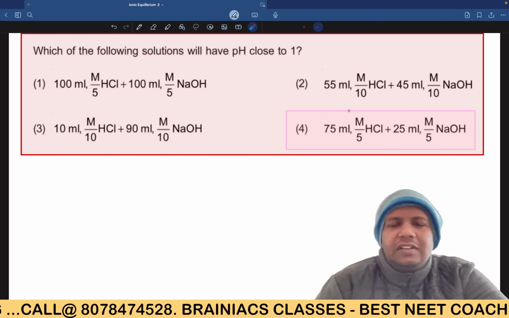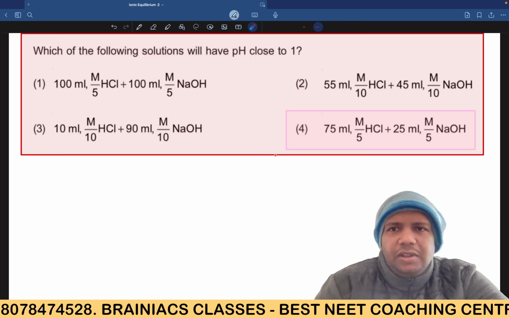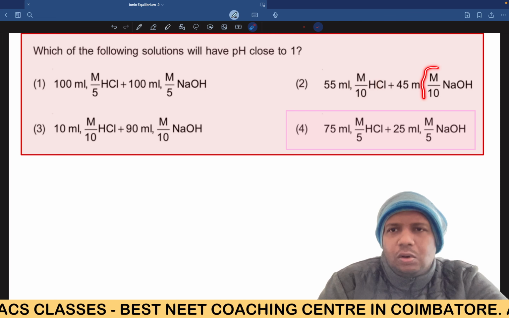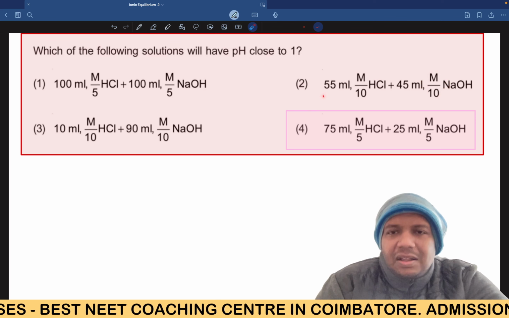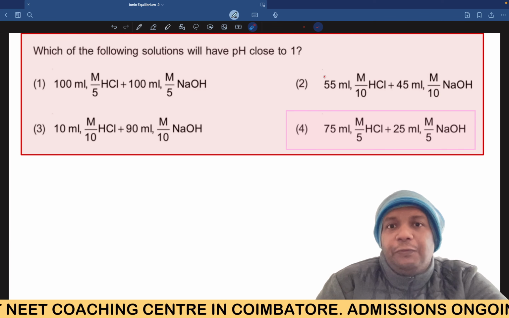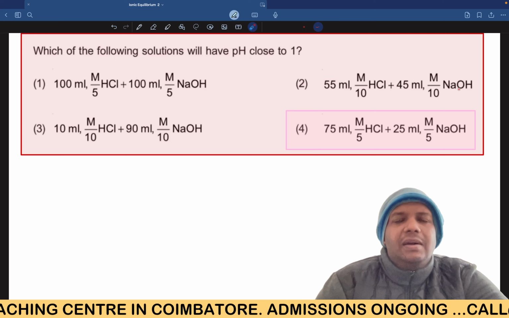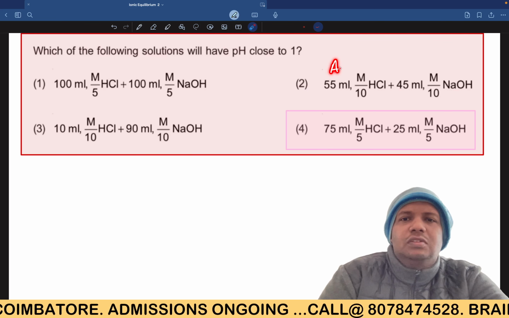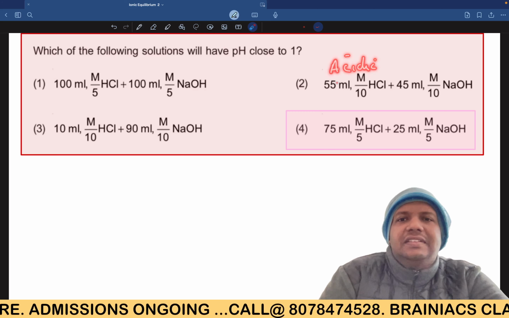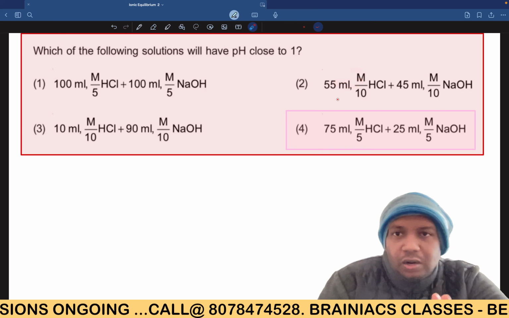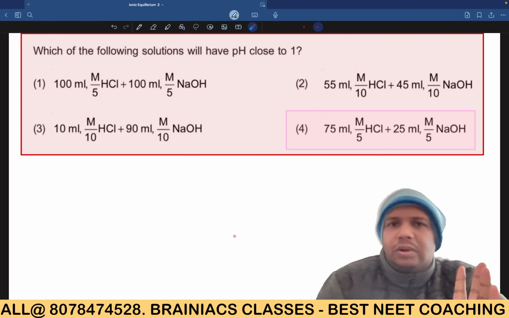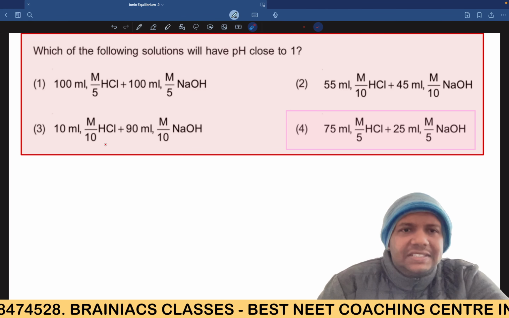Now let us check the next one. In the next one, both of them again have the same strength, M by 10 here and M by 10 here, and the volume of acid is large, 55 ml is present. Here the base volume is less. So I can say surely this solution would be acidic, and anyway its pH value would be less than 7. That is for sure.